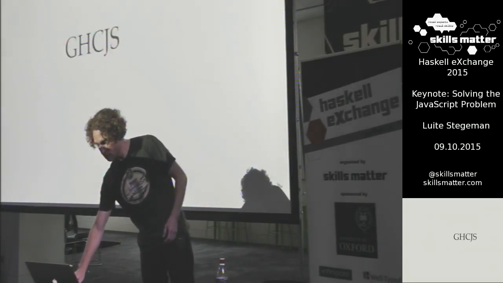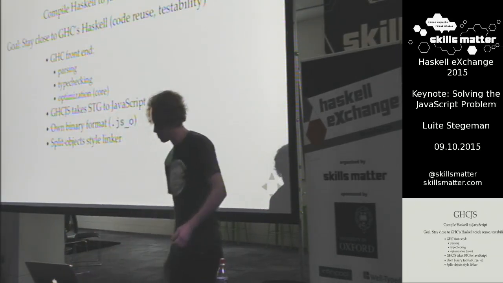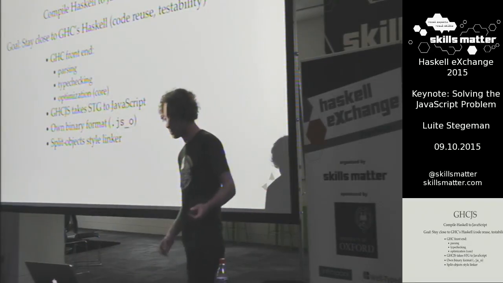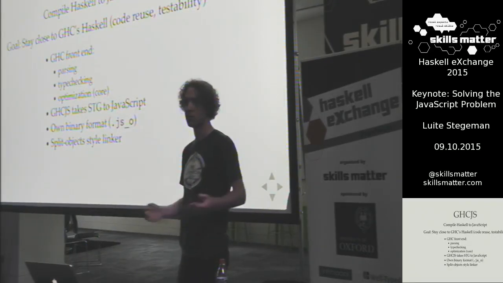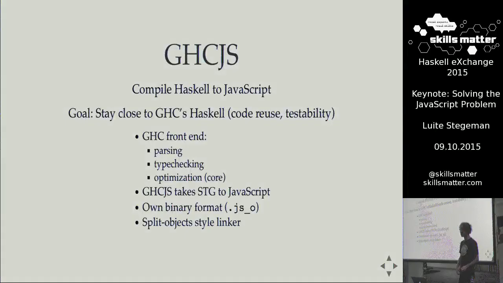So GHCJS, that's a project, and like I said, we compile Haskell to JavaScript, and the goal is to really stay close to GHC, since that's been a tremendous help. Like we can pull source code from Hackage, compile lots of packages, run their test suites, and if they work, then we get a great confidence boost that we actually are doing the right thing. So far, that's I think been worth the trouble of going a bit further to ensure compatibility.